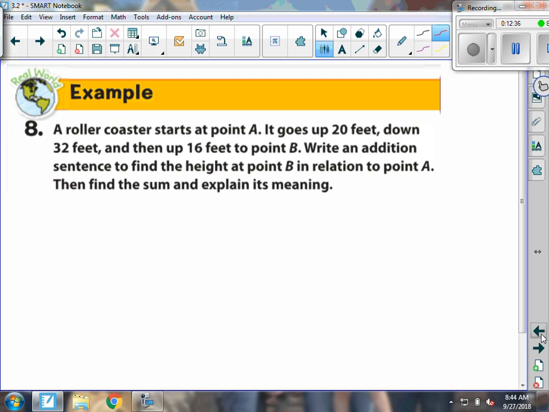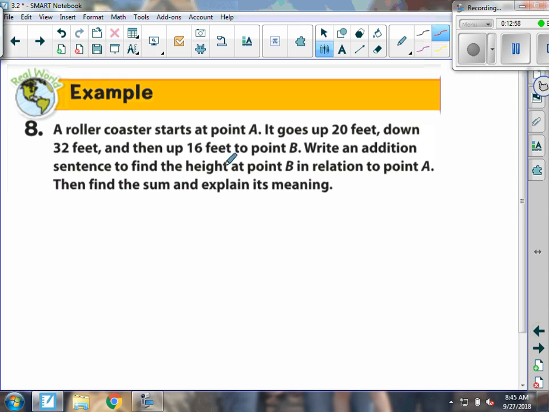Okay, copy this one down. A roller coaster starts at point A. It goes up 20 feet, down 32 feet, and then up 16 feet to point B. Write an addition sentence to find the height at point B in relation to point A. Then find the sum and explain its meaning.